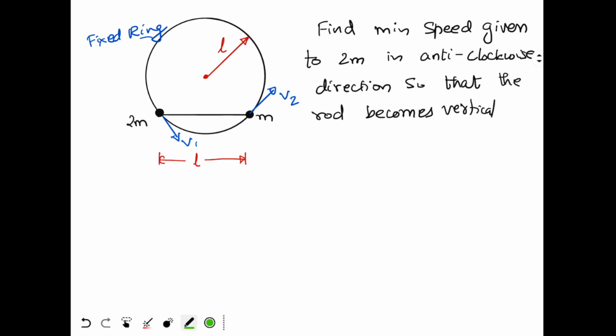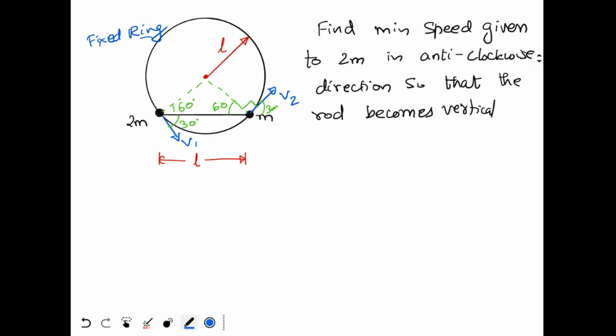Second thing, this radius is L, this radius is L, and the rod has length L. So this is an equilateral triangle. This angle will be 60. So this angle will be 30. This will be also 60, but this is 90 degree because velocity is tangential and radius is perpendicular to velocity. So this will be again 30.